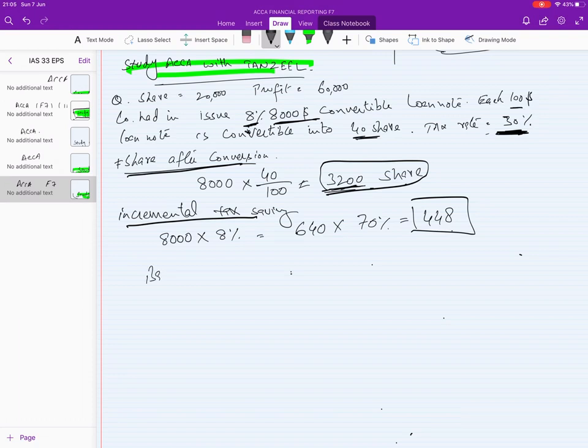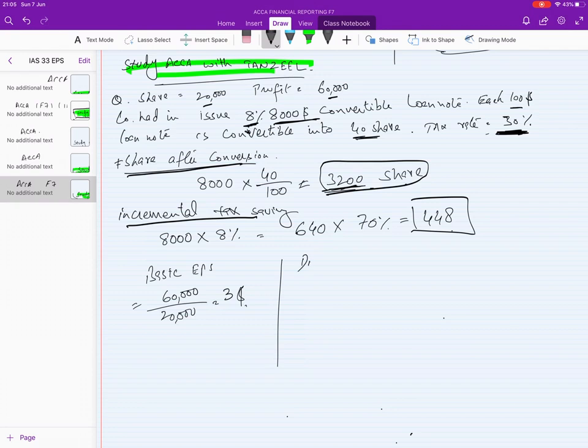Now calculate basic EPS first. Basic EPS is very easy: profit divided by number of shares. Profit is 60,000 divided by number of shares, which is 20,000, which will give you, I think, $4. Oh sorry, $3. Okay, now we will calculate diluted EPS.